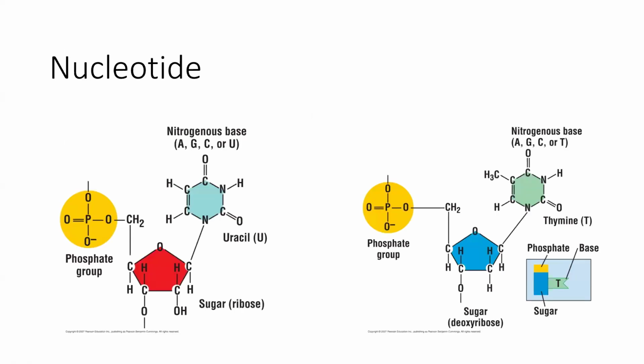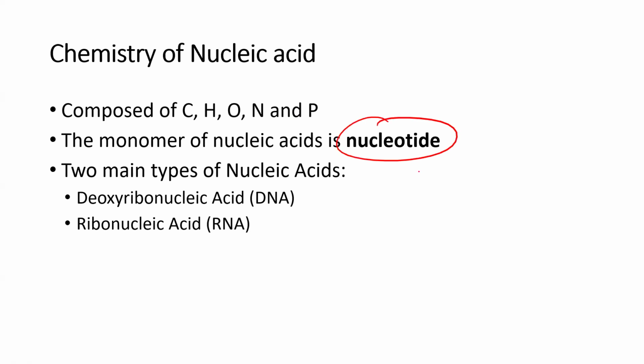So what is a nucleotide? A nucleotide has 3 parts to it. I should probably write it down here for you. A nucleotide has 3 parts: there is a phosphate, a sugar, and a nitrogenous base.